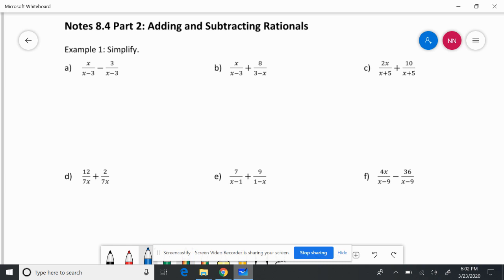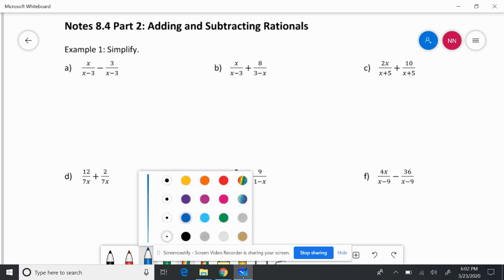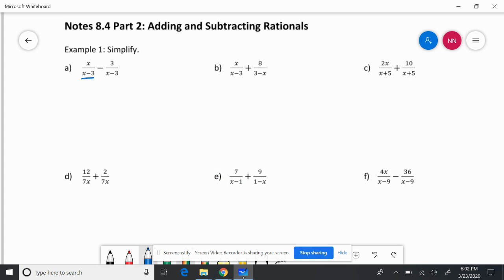We're going to continue adding and subtracting rationals. If you look, our problems look a little bit more difficult, but they're still not too bad. If we're looking at our first example, what we notice is that it still has a common denominator, x minus 3. So since it has a common denominator, we're going to write our common denominator, x minus 3.